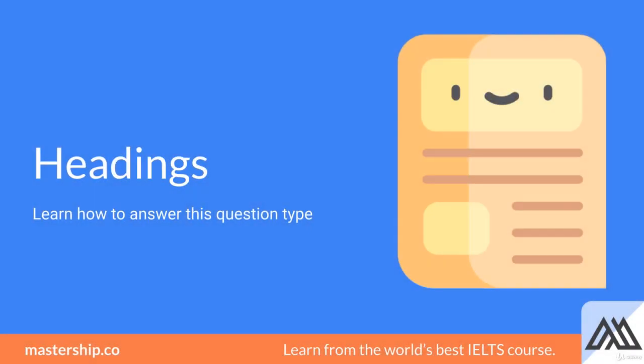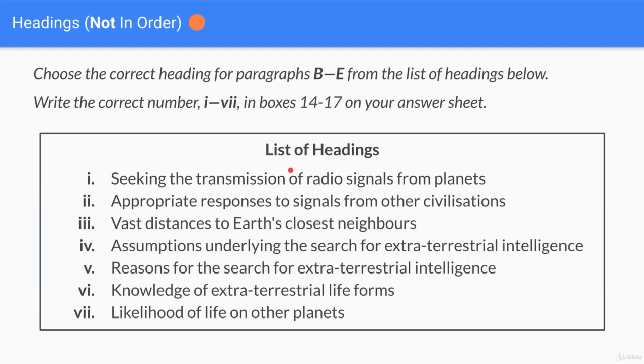In this video, we're going to be looking at how to answer the headings question. Let's take a look. This is what the headings question looks like, and the way to identify it is, well, it says over here, it tells you that you have a list of headings and you have to find the correct matching paragraph for each one of these headings. This question is not in order and it is a challenging question. Let me give you a bit more explanation.